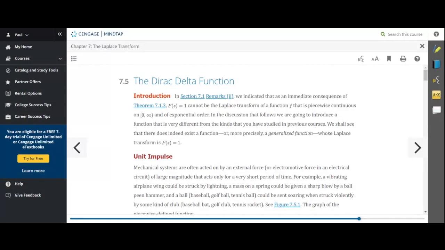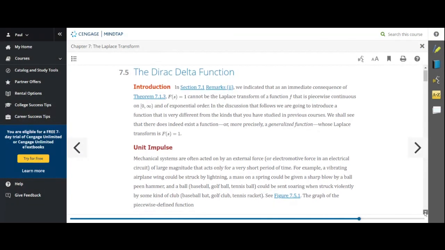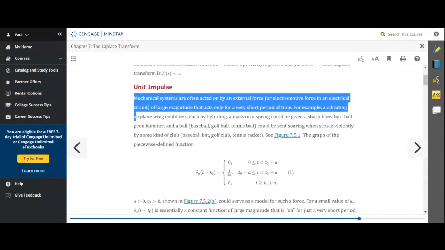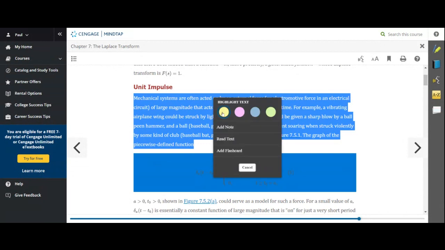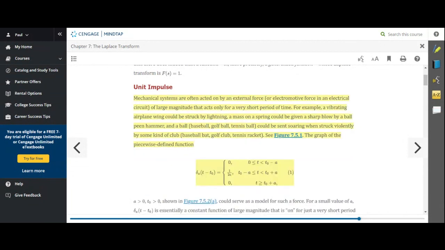Okay, section 7.5, the Dirac delta function. A unit impulse. Mechanical systems are often acted on by an external force, or electromotive force in an electrical circuit, of large magnitude that acts only for a very short period of time. A vibrating airplane wing could be struck by lightning. A mass on a spring could be given a sharp blow by a ball-peen hammer. Or a ball could be sent soaring when struck violently by some kind of club.